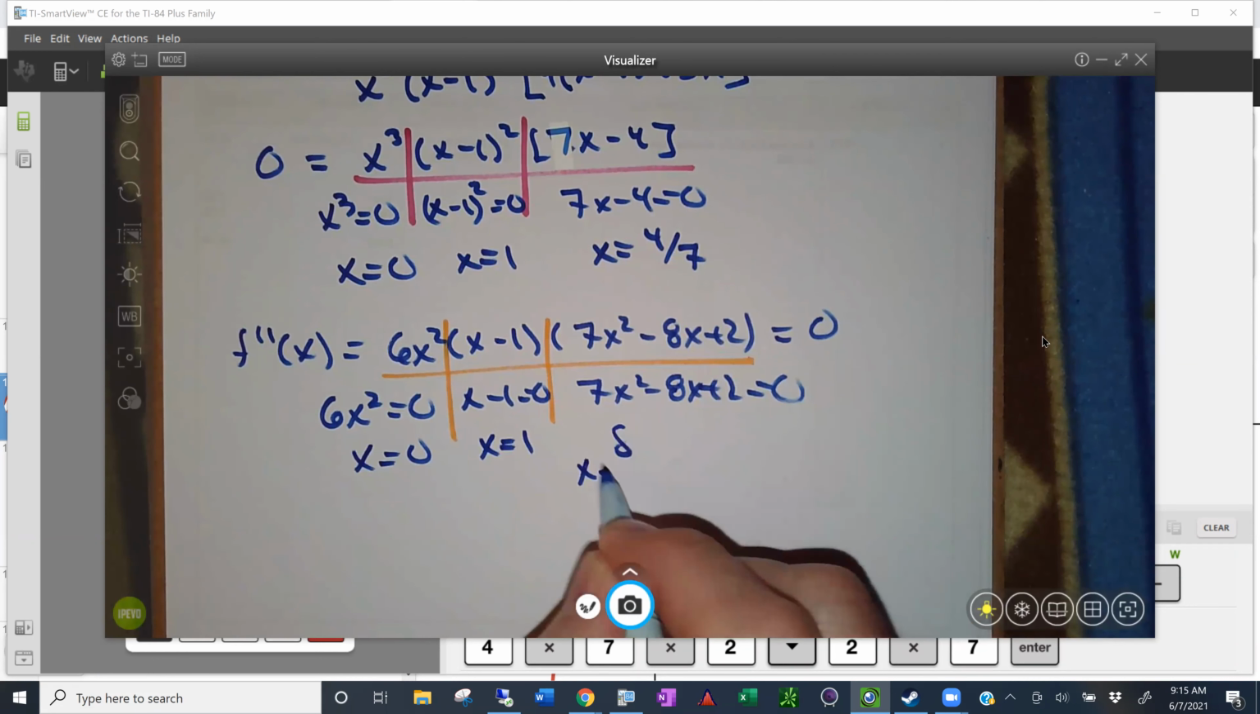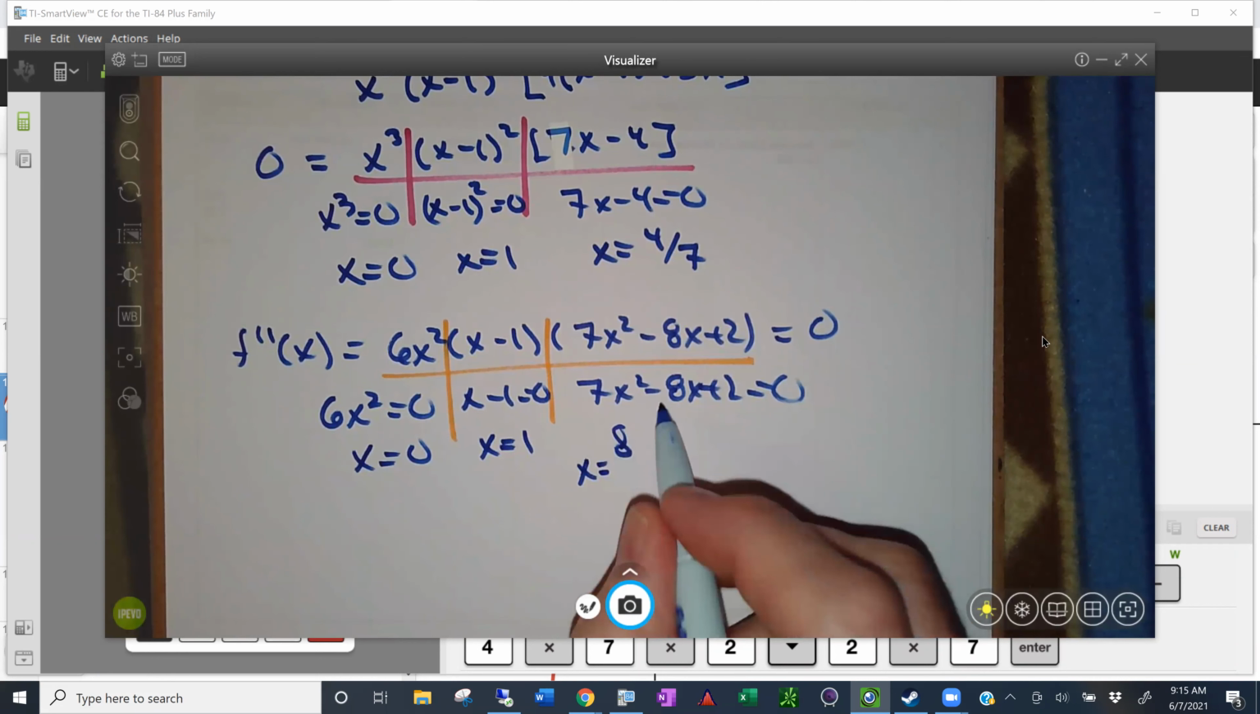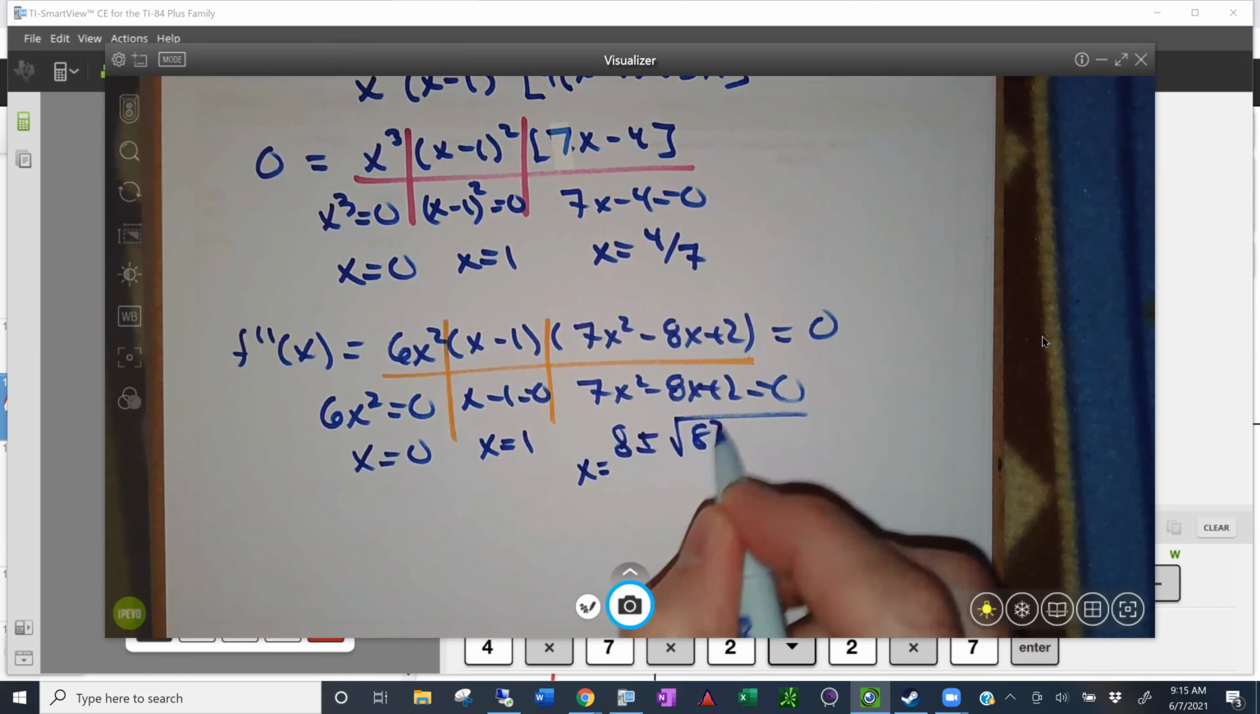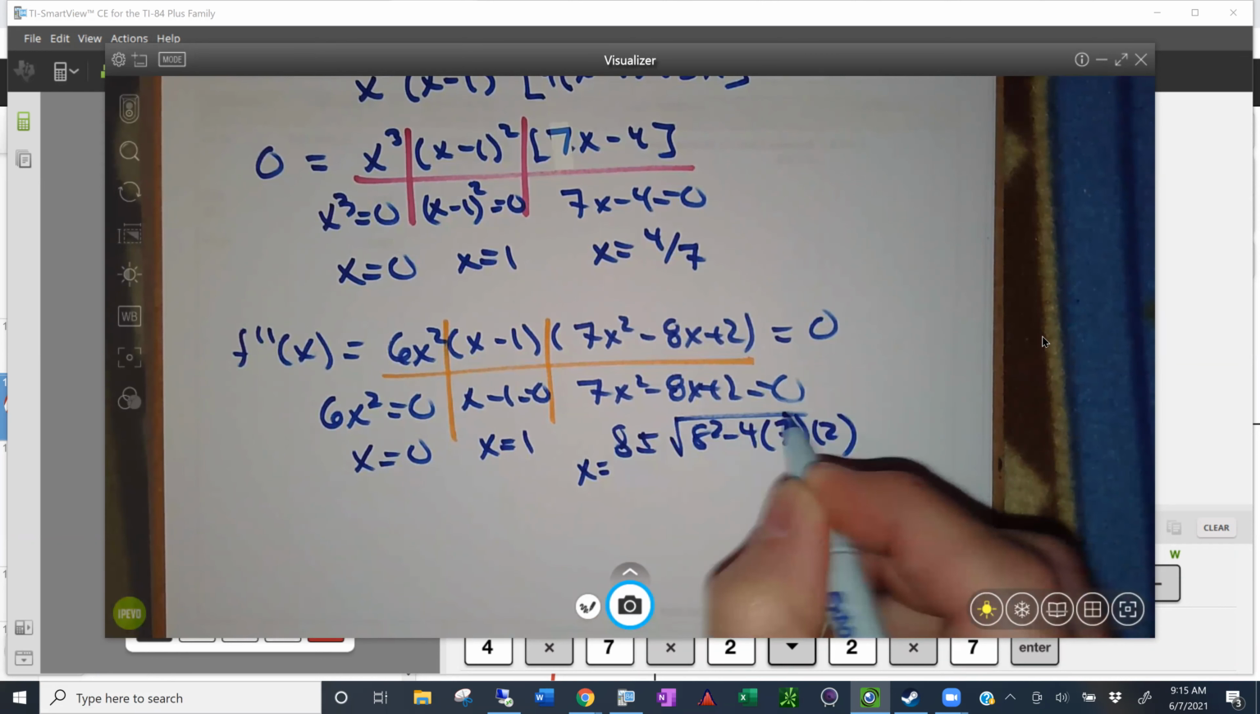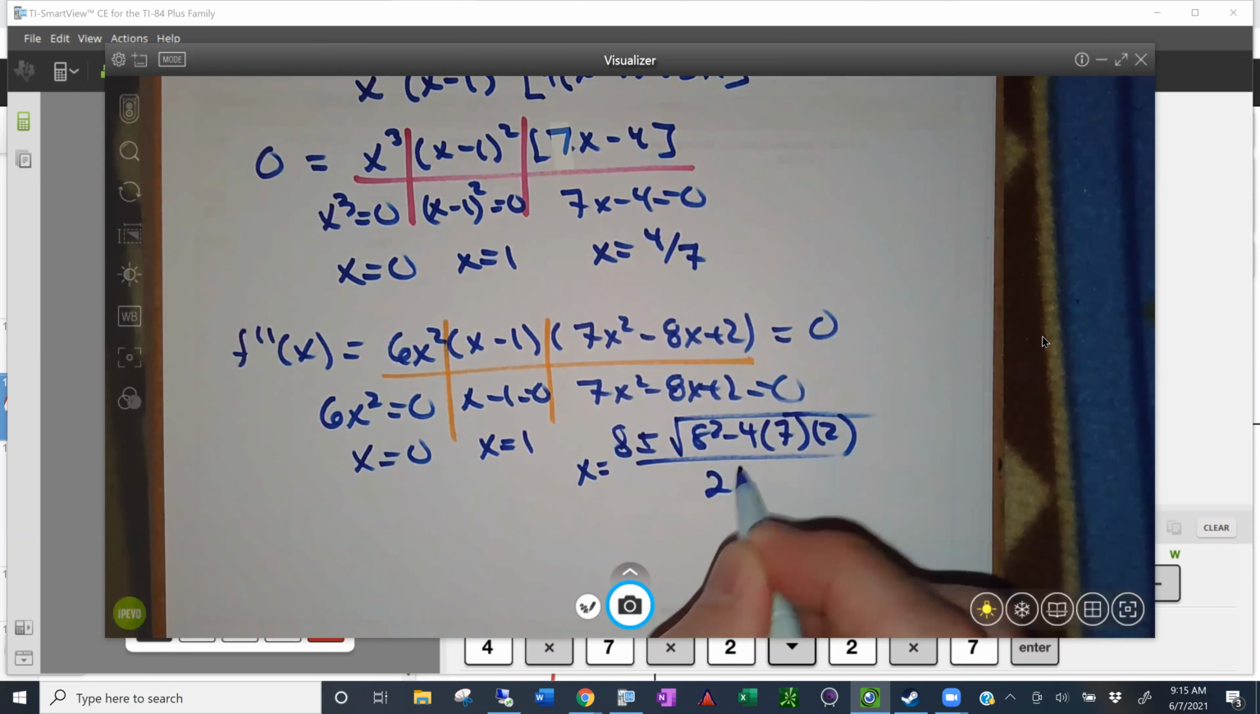You can solve with the quadratic formula. Negative of -8 plus or minus the square root of 8 squared minus 4 times 7 times 2 all over 2 times 7. I'm going to get a couple answers out of this that just aren't terribly pretty, but it's going to be places where the function should be changing concavity, or it could change concavity. So let's take a look here.